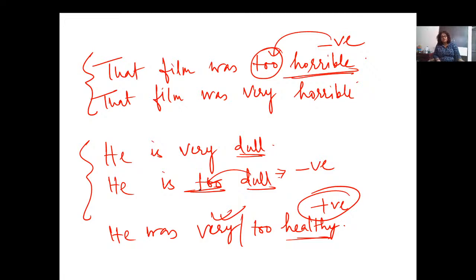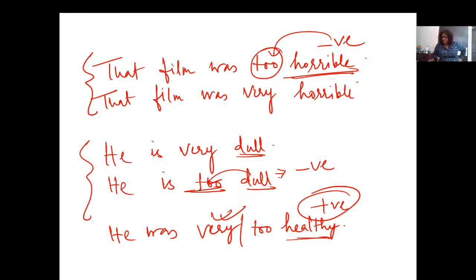Whenever we have a negative word, negative means an unpleasant adjective. An unpleasant adjective means when someone tells me about my demerits. That is definitely unpleasant to me. So whenever we take any unpleasant adjective, we have to take too, and whenever we take a pleasant adjective, we have to take very. Clear?